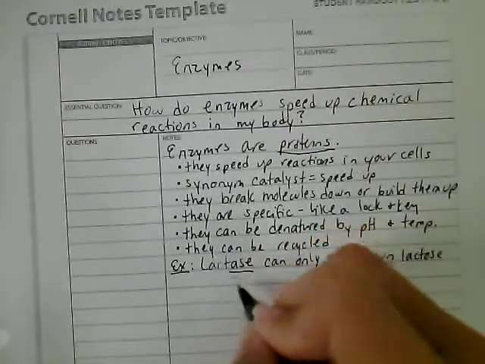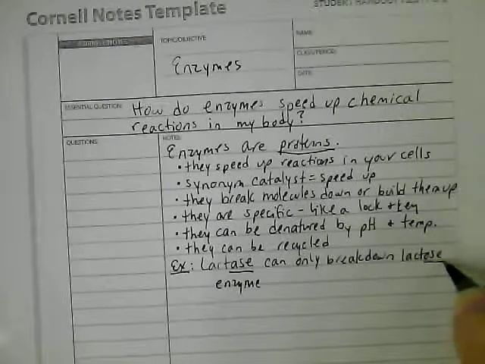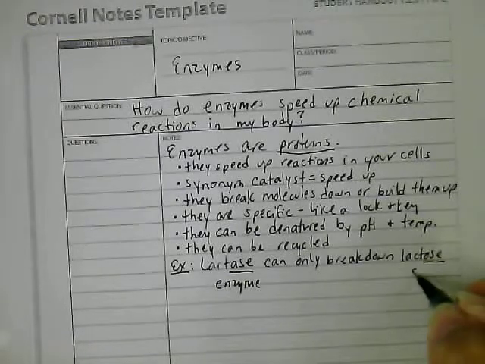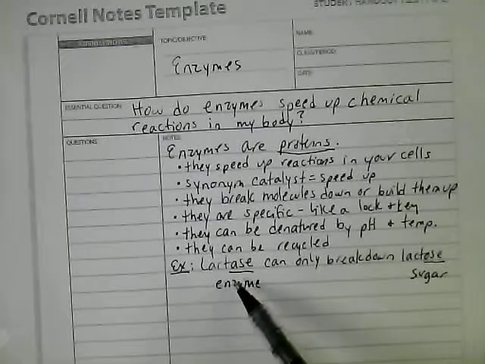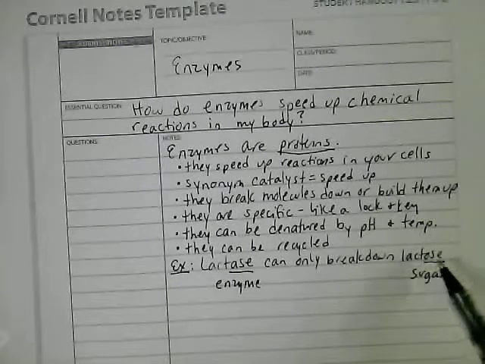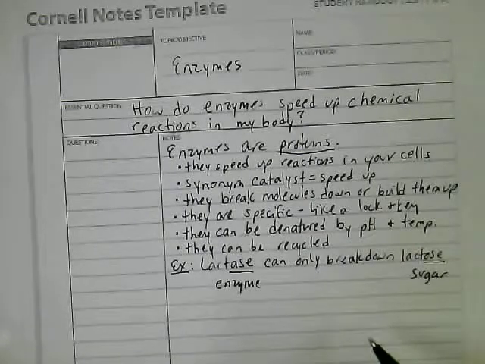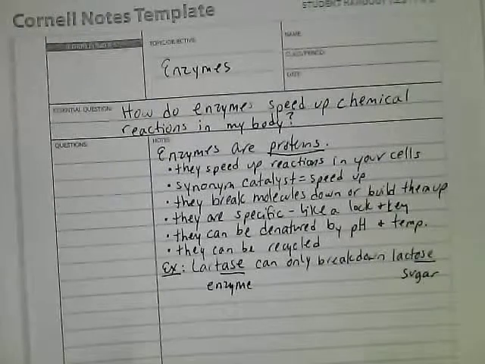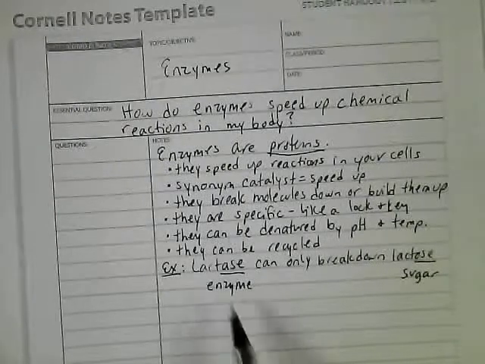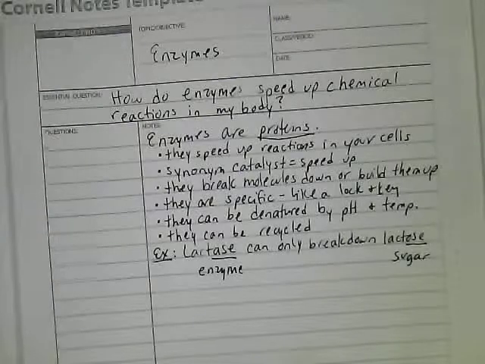So ACE indicates that this is an enzyme. OS indicates that this is a sugar. Okay, so this enzyme can only break down that sugar that is found in milk. People who are lactose intolerant, those poor people, they cannot have ice cream or any dairy product without taking this enzyme, or else they have serious tummy issues, and that's all we'll say about that.